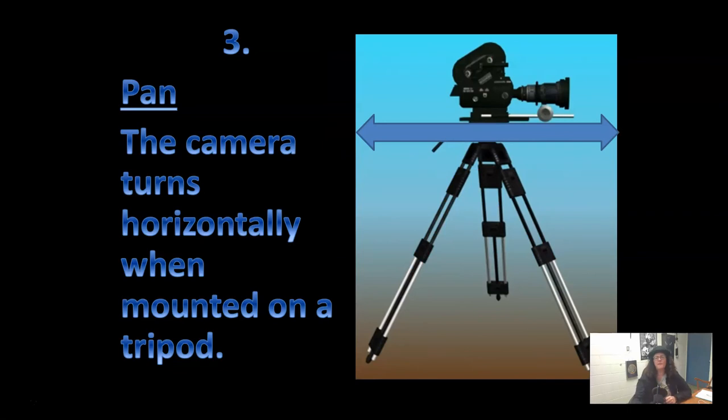Next up, we have panning. When you pan, you're just moving the camera left to right or right to left. You're moving the camera horizontally. And it's staying on one central point and it's twisting, okay? What that can do is it can show you more of the environment.